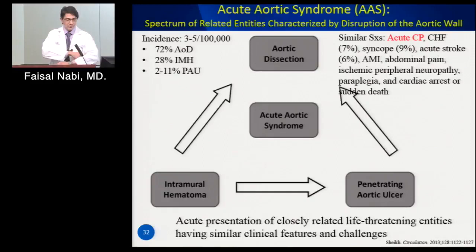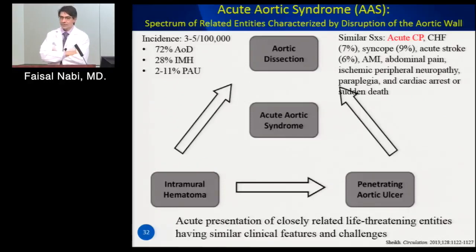Okay, so I'll just quickly get to acute aortic syndromes. This is really where the real value of CT also lies, and MRI. This is a nice graphic. Acute aortic syndromes is a name that's given to three different disease entities: aortic dissection, intramural hematoma, and penetrating aortic ulcers. And the reason for it is because they often share the same pathophysiology. Not only do they often share the same pathophysiology, but they actually often present with very similar symptoms.